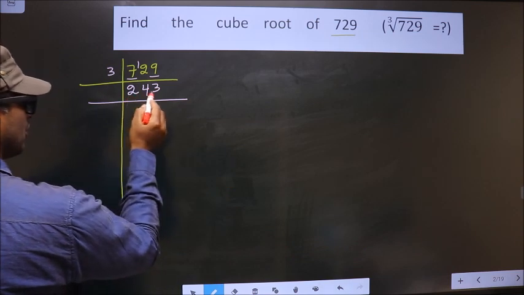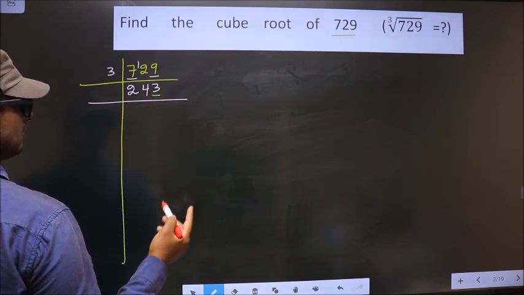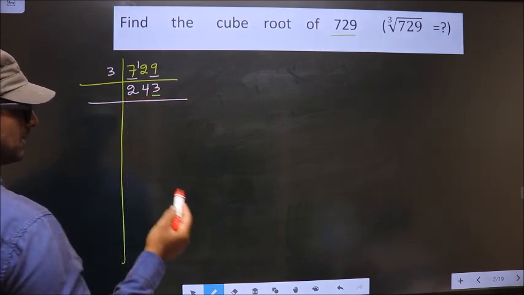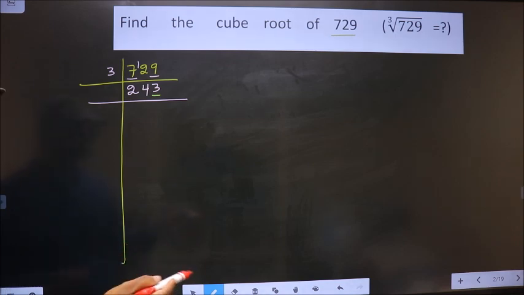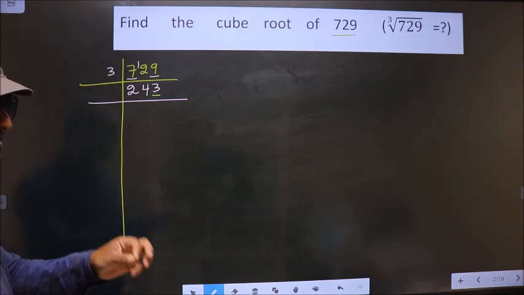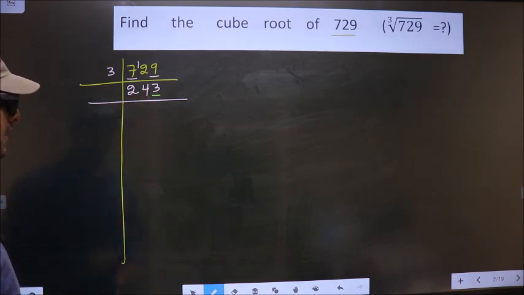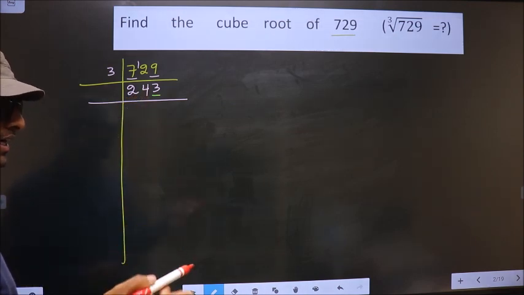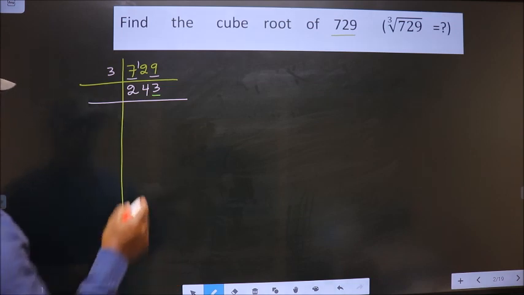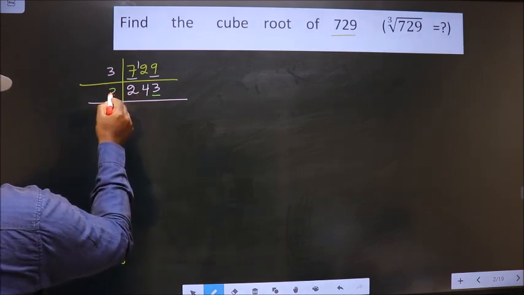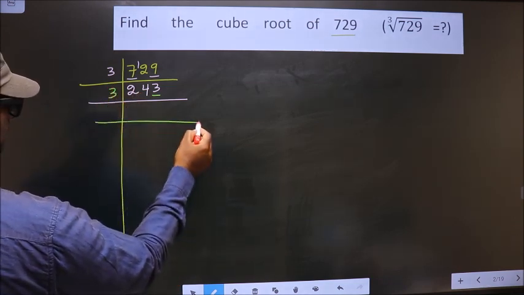Next, for this number, the last digit is 3, which is not even, so this is not divisible by 2. To check divisibility by 3, we should add the digits. That is 2 plus 4 plus 3, which is 9. Is 9 divisible by 3? Yes. So this number is also divisible by 3, so we take 3 here.